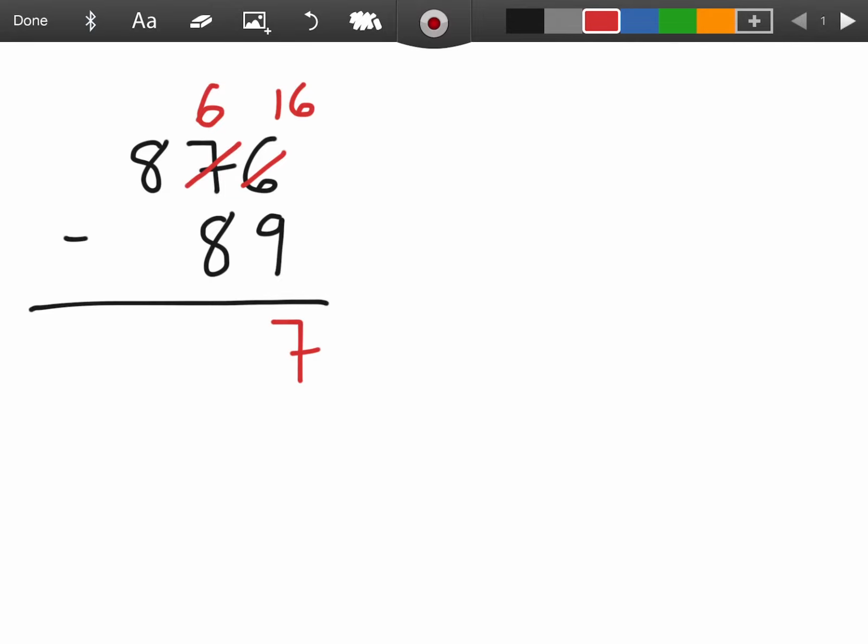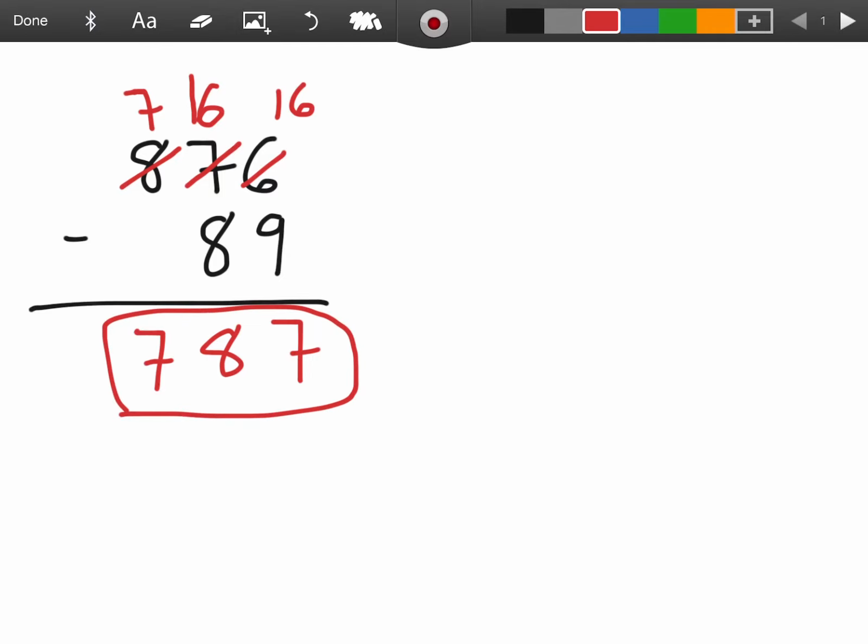6 minus 8, the 8 is bigger than the 6, so we can't actually do that without borrowing. Let's borrow again over here. We're going to take 1 from the hundreds place, and we're going to give it to the tens place. So now we have 16 minus 8. That's going to be 8. And then 7 minus nothing is still just 7. So 876 minus 89 is 787.